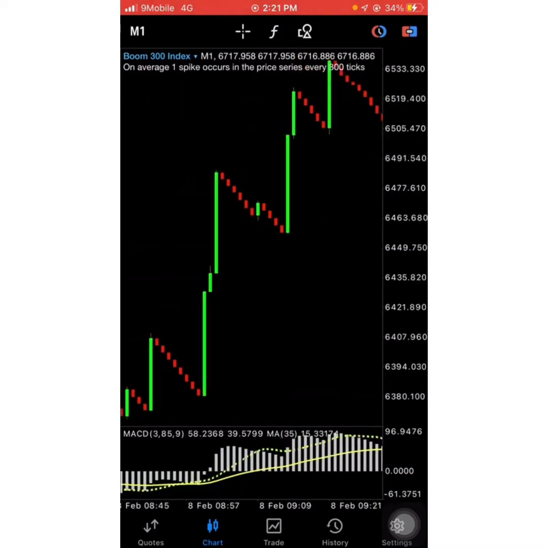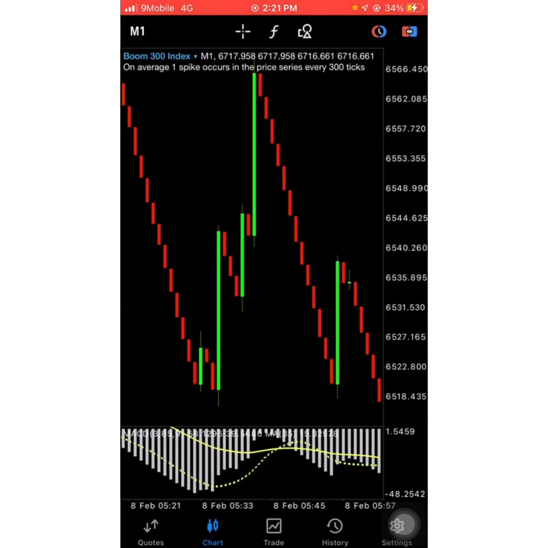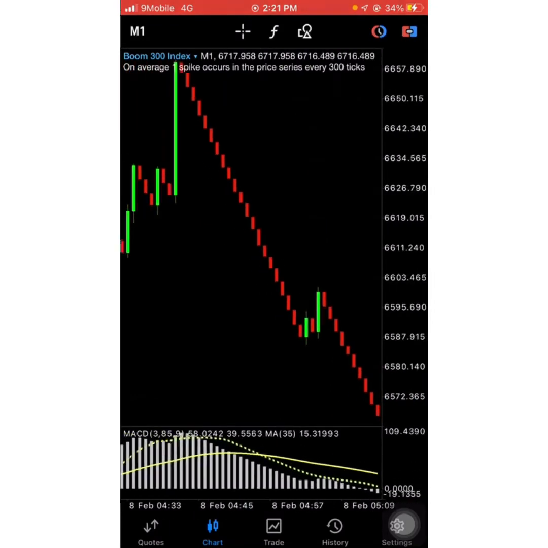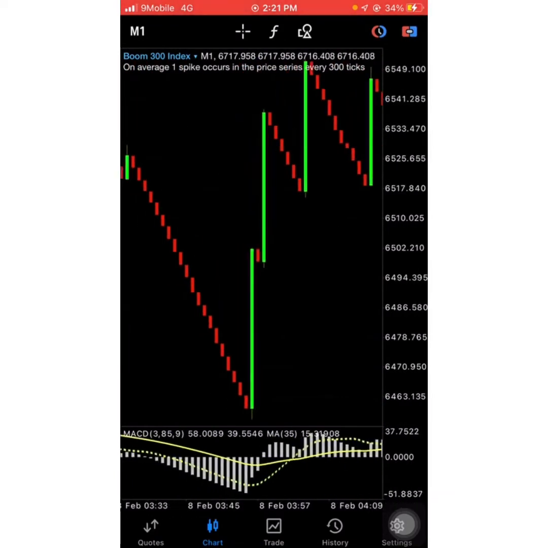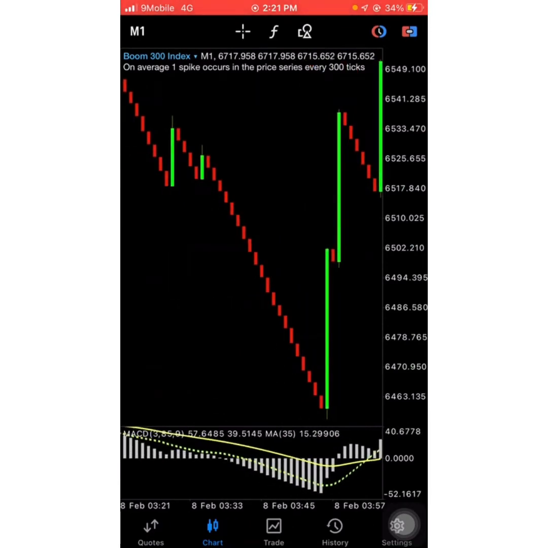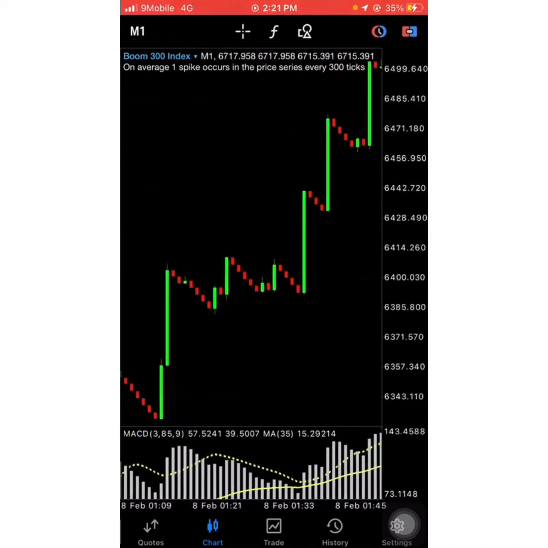So that is the first, one of the modes in which we can catch spikes. So that's the first. You wait for the move down. After the move down, you wait for the retest down to the moving average or the MACD line to touch, then you place your entry. So that's it for that one.